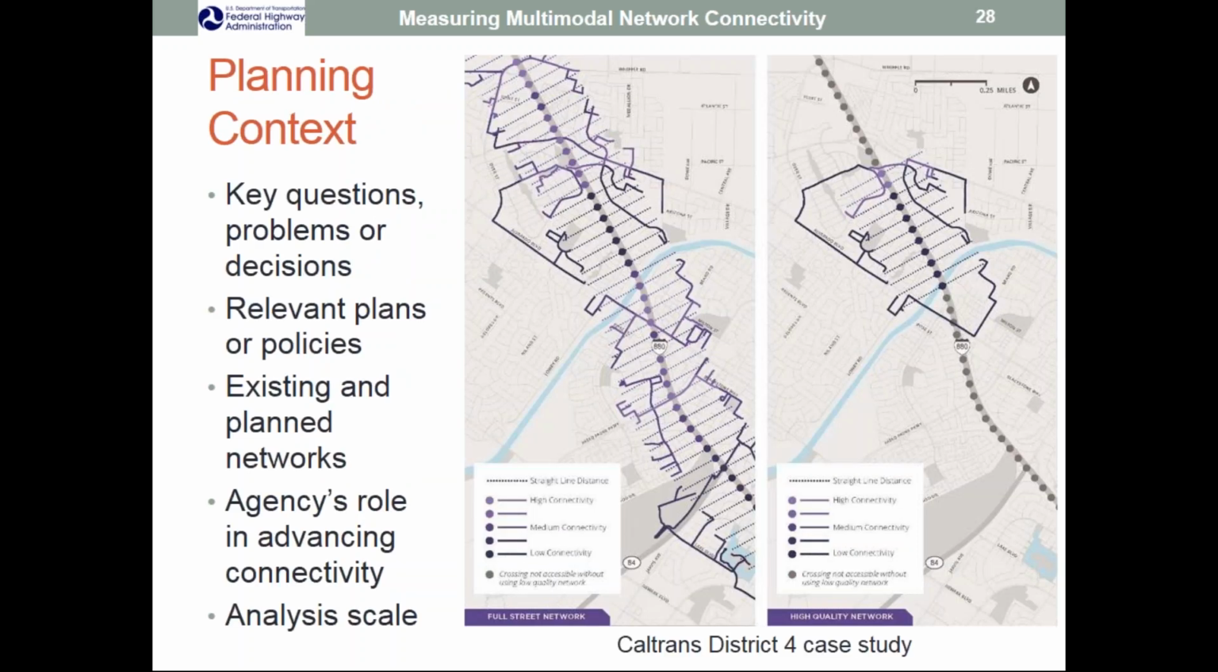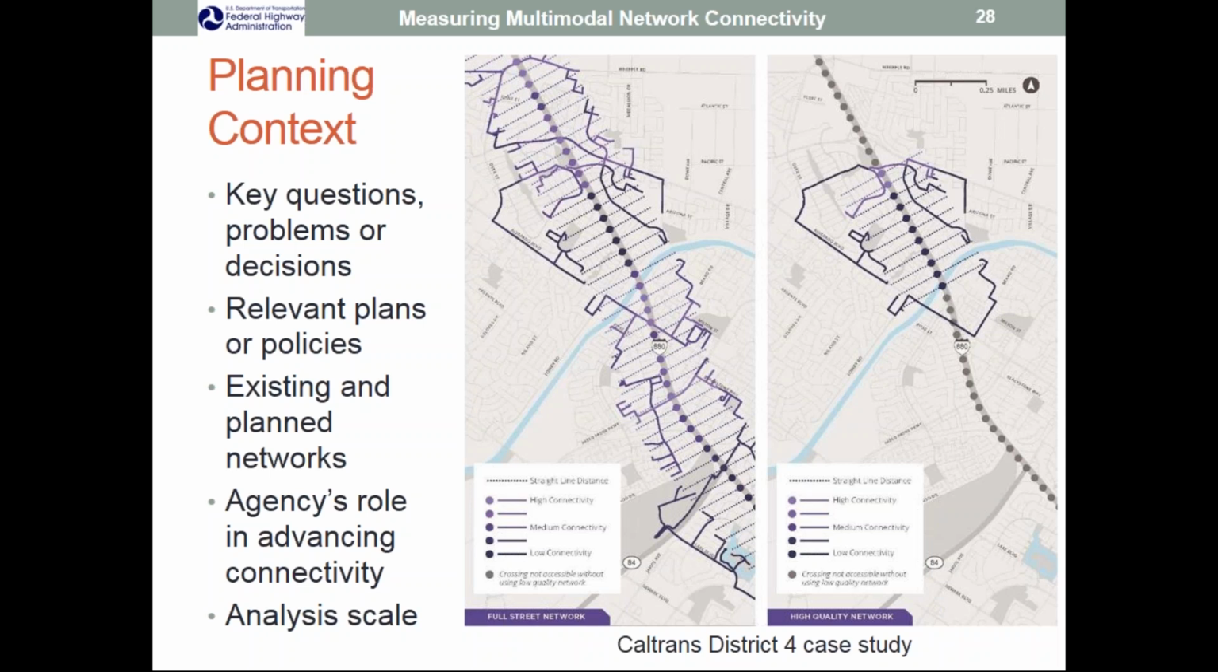So that's one element, to think, where is the information we're developing going to feed in? What part of the process is it going to inform? And it may be more than one part. I think the other key thing to think about in the planning context is, once you've zeroed in on how the information you're developing is going to be used within that process, what are the questions we really need to answer? And again, what kind of vehicles are those going to be put into to be acted upon?